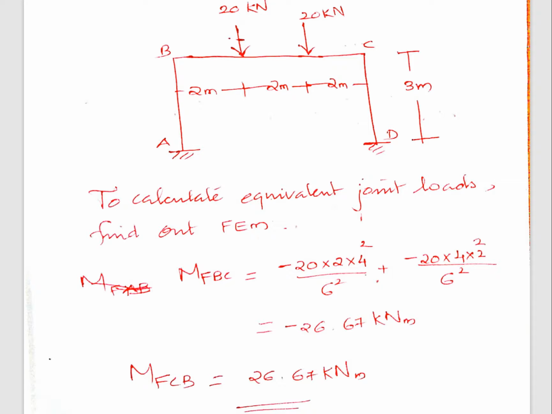So here on BC, M of BC is equal to, we have two fixed end moments due to the first load 20 kilonewton and the second 20 kilonewton load. So separately we have to calculate the fixed end moments due to each load and add.